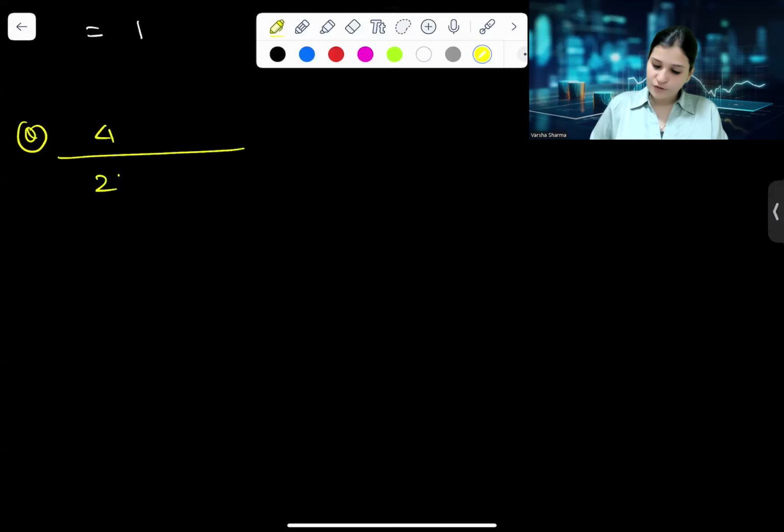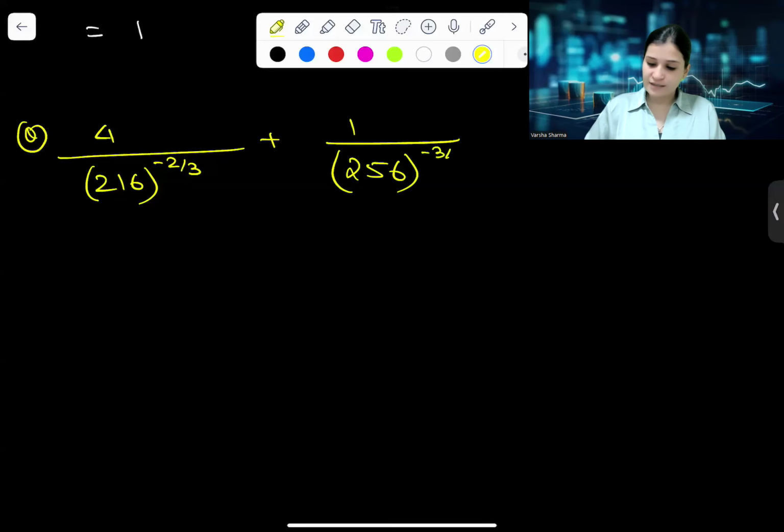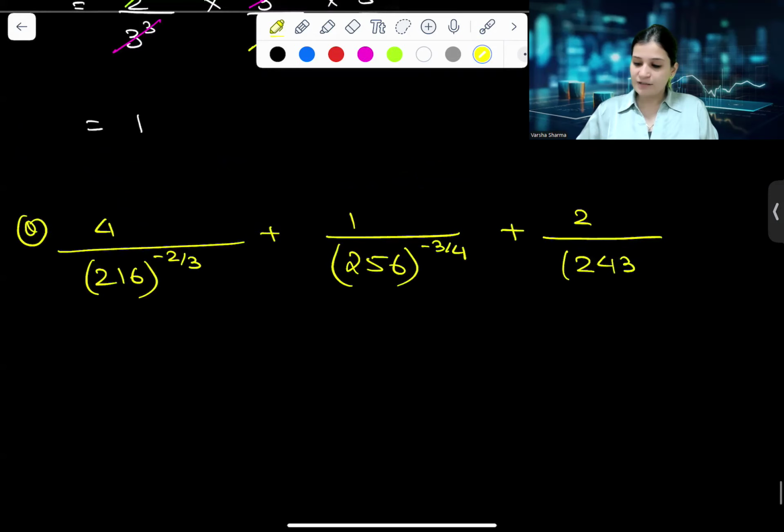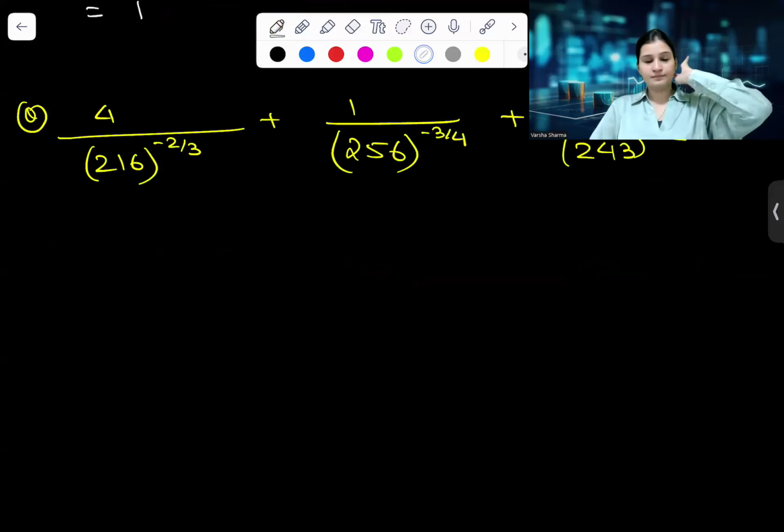4 upon 216 to the power minus 2 by 3, 1 upon 256 to the power minus 3 by 4, plus 2 upon 243 to the power minus 1 by 5. Right. Guys, answer. 214. Very good. Rest of you.